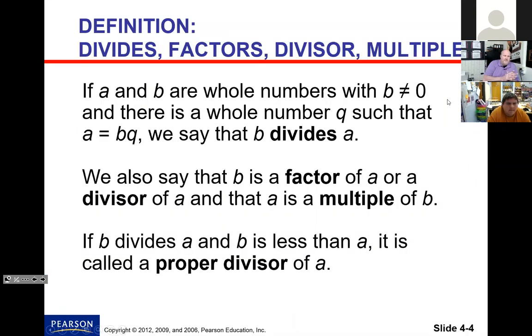Here's the deal. We've kind of seen this before in one of the earlier ones. If A and B are whole numbers, you've got to remember what whole numbers are. Whole numbers have no decimals, no fractions right now. Whole numbers are all numbers that include zero. Natural numbers don't include zero. Whole numbers are 0, 1, 2, 3, and 4. So we've got a couple of rules. If A and B are whole numbers, right?